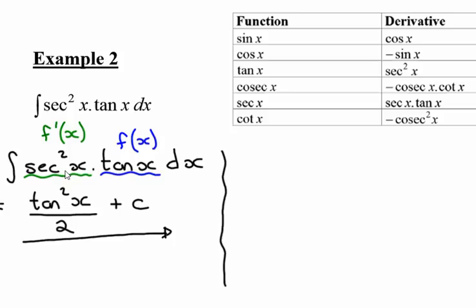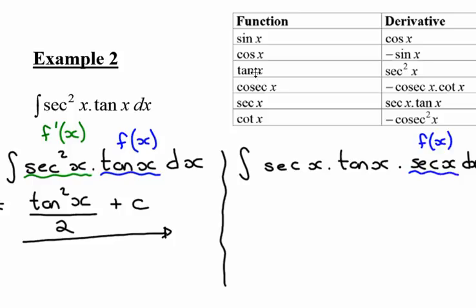Awesome. But now you may be thinking, hang on a second, what happens if I didn't pick that as my function? What happens if you saw your function as sec x? So you can rewrite your original like this. Do you agree? You can rewrite it as sec x times tan x times sec x. Still the same thing? Still got my sec squared x, I've still got my tan x. The reason why you might do this is to see your sec x as your function.